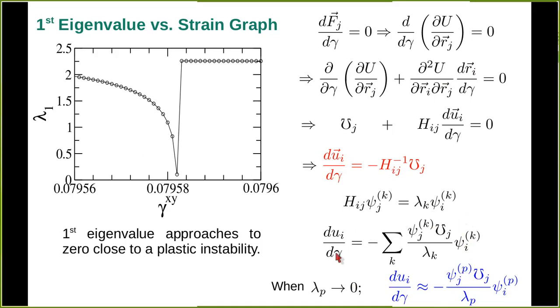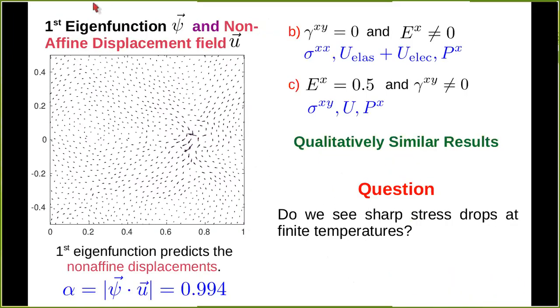Now this equation tells us that the non-affine displacement field can be expressed as a linear combination of the eigenfunctions of the Hessian with a prefactor that is inversely proportional to the associated eigenvalue. Suppose the pth eigenvalue approaches 0, then the amplitude of the prefactor will be very large for this pth eigenvalue. Okay, so essentially we can say that the pth eigenfunction will describe the non-affine displacement field. Here the first eigenvalue approaches 0, so we expect the first eigenfunction will predict the non-affine displacement field.